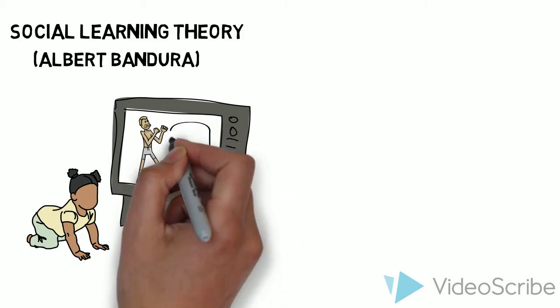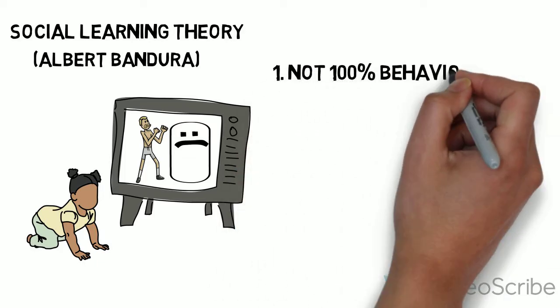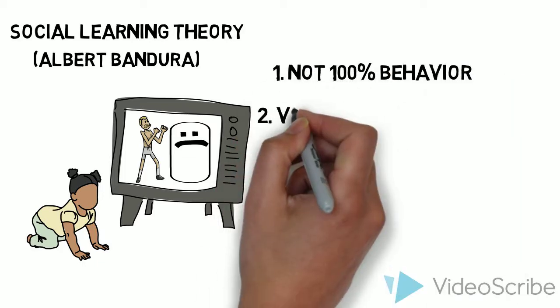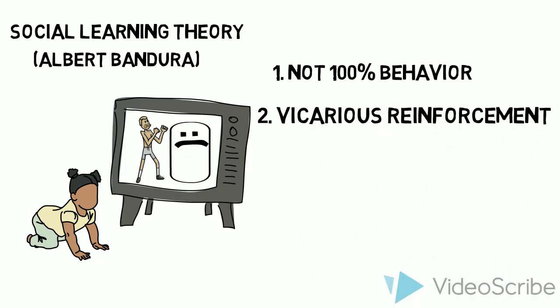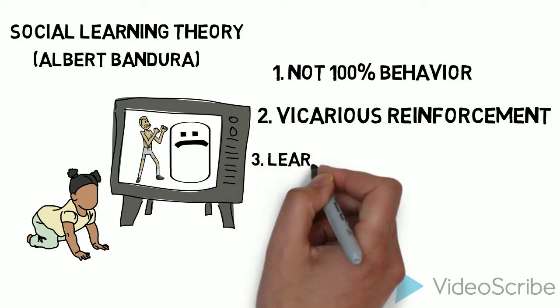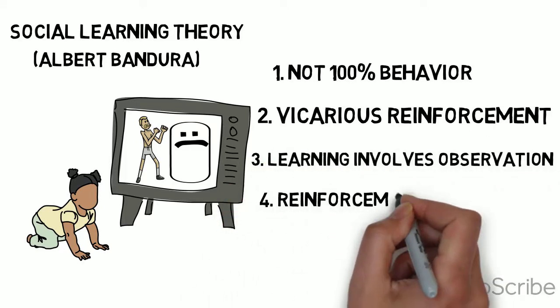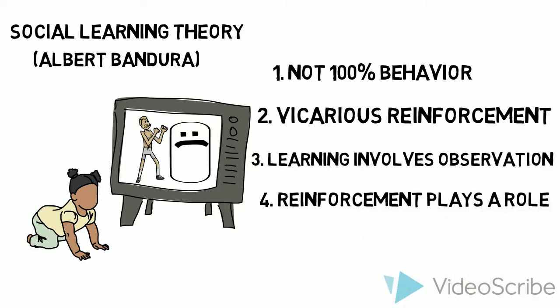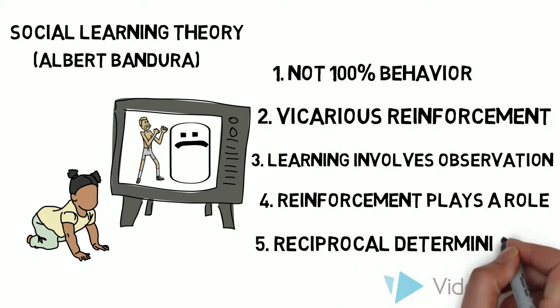Bandura then outlined some main takeaways, which included: 1. Learning is not purely behavioral, rather it's a cognitive process. 2. Learning can occur by observing a behavior and its consequences, or vicarious reinforcement. 3. Learning involves observation. 4. Reinforcement plays a role in learning, but is not entirely responsible for learning. And 5. Cognition, environment, and behavior all mutually influence each other, which we know as reciprocal determinism.